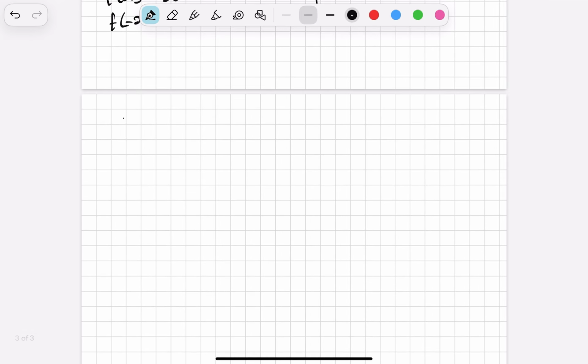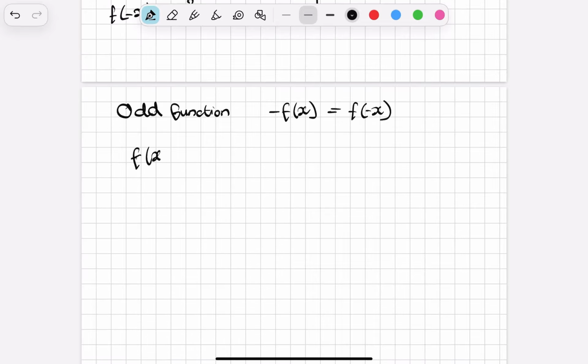Onto an odd function. And this is where minus f of x equals f of minus x. An odd function can be rotated 180 degrees about the origin. Let me give you an example. If we have f of x equals x cubed, f of minus x equals minus x all cubed, which is equal to minus x cubed. And we know this just is equal to minus f of x.